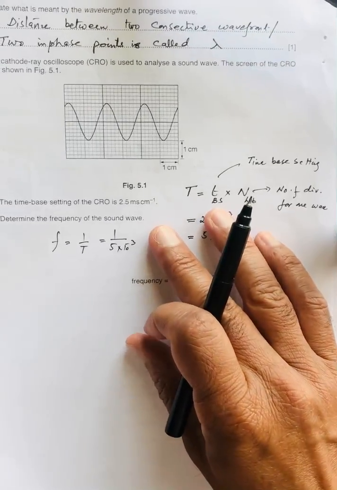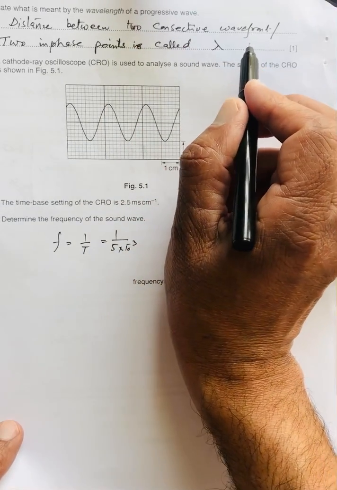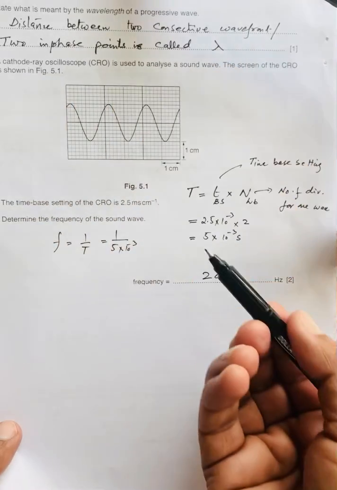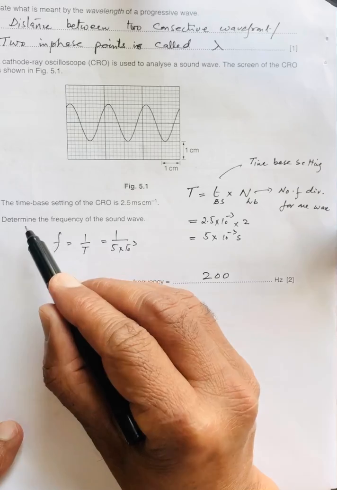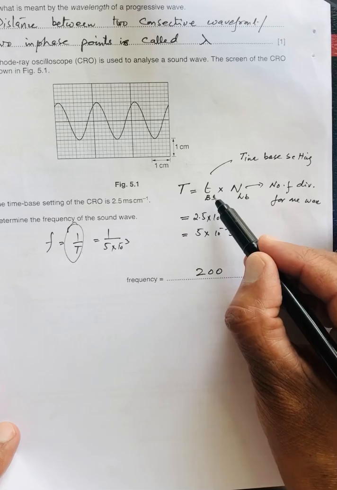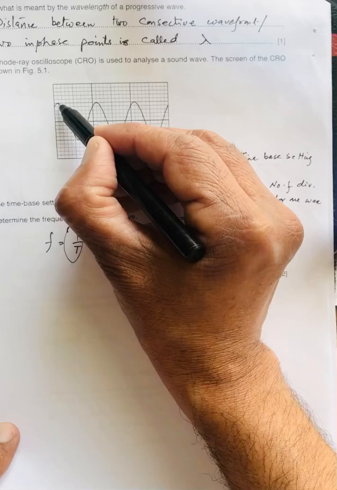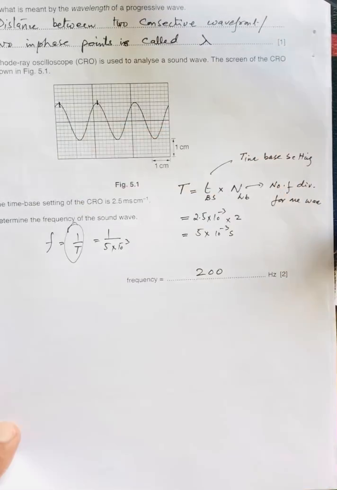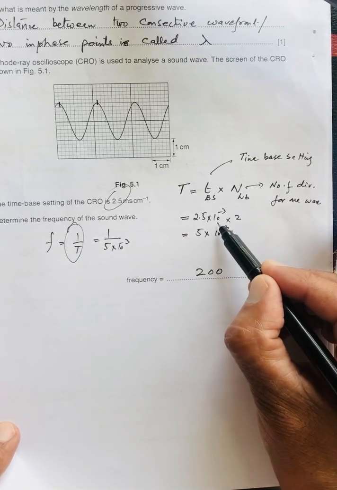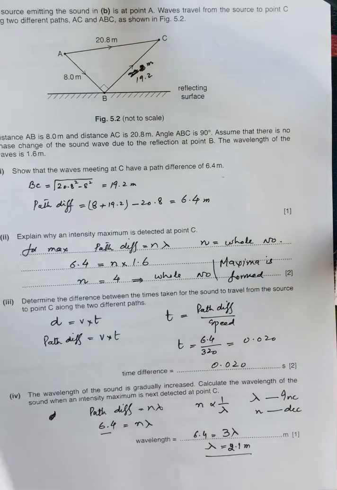Next question is, state what is meant by the wavelength of a progressive wave. Distance between two consecutive wave fronts, two consecutive crests, or two in-phase points is called wavelength. Next question is, we have to calculate the frequency. Look, frequency is 1 over time period, but time period is the product of the time-base setting multiplied by the number of divisions for one wave. So the number of divisions for one wave is 2 centimeter. So the time-base setting given here, 2.5 millisecond into 2, it is 5. So 1 divided by 5 millisecond, it becomes 200.